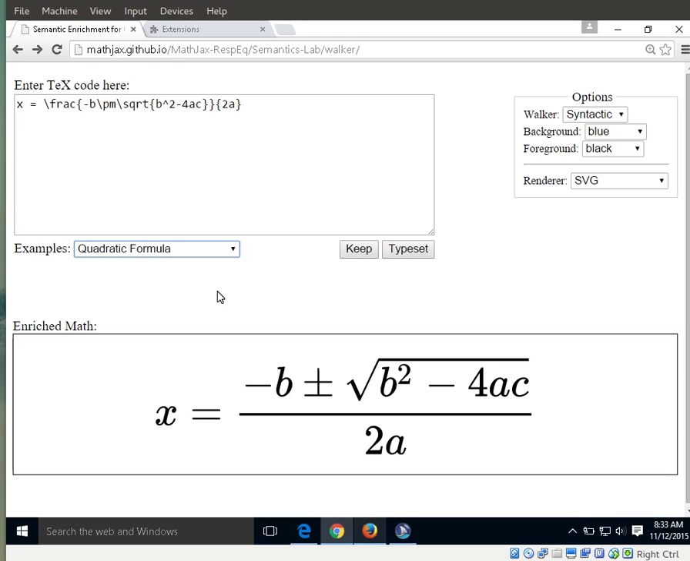Great, I've switched to the quadratic formula from the list of examples. That is a simple enough formula so that you can easily check that the voicing is correct, that the highlighting that we'll see actually corresponds to the correct sub-expression and actually meaningfully highlights a sub-expression.